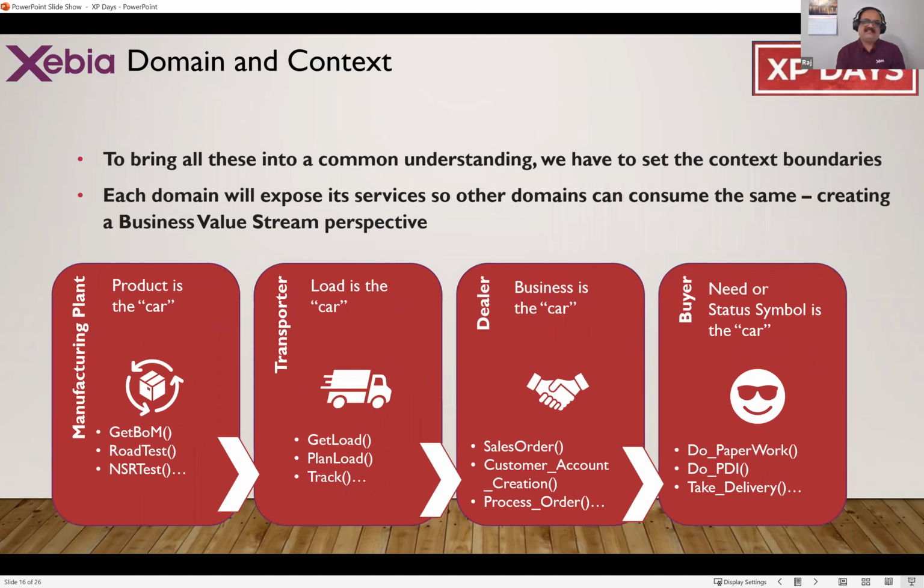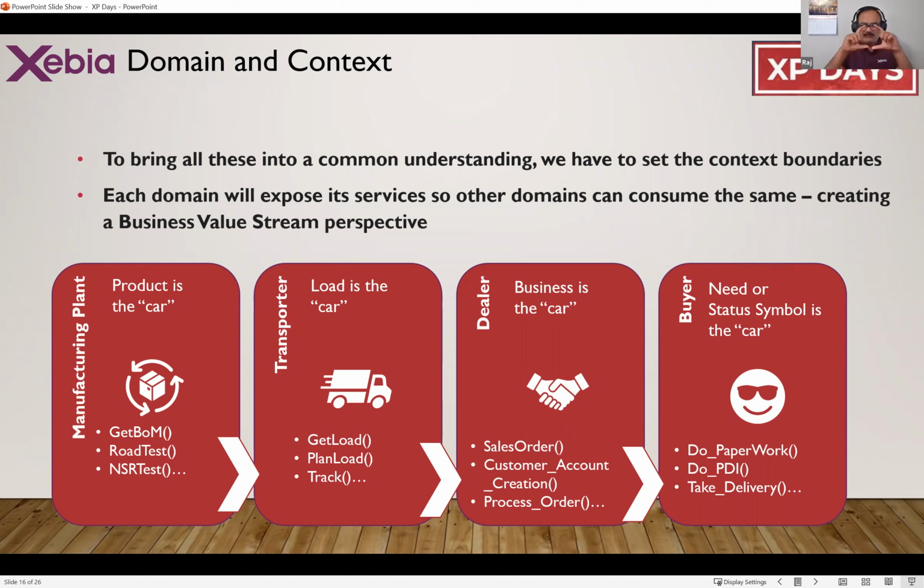Now I'm going more technical. In an XP Days talk about engineering practices, I cannot talk without technology. So this talk is more on technology now. First we set the context boundaries and look at the next line. Just read this line up to this hyphen.